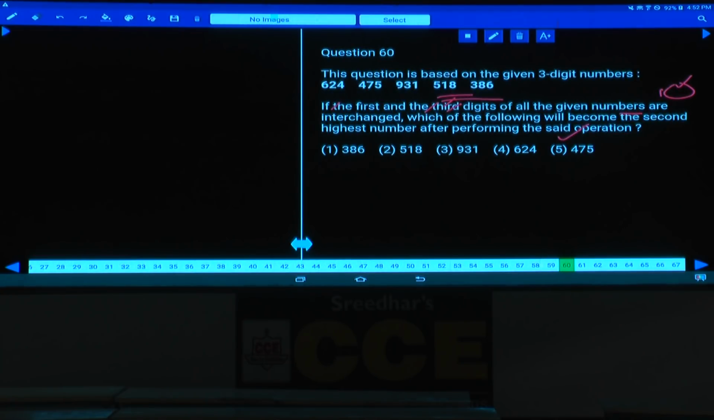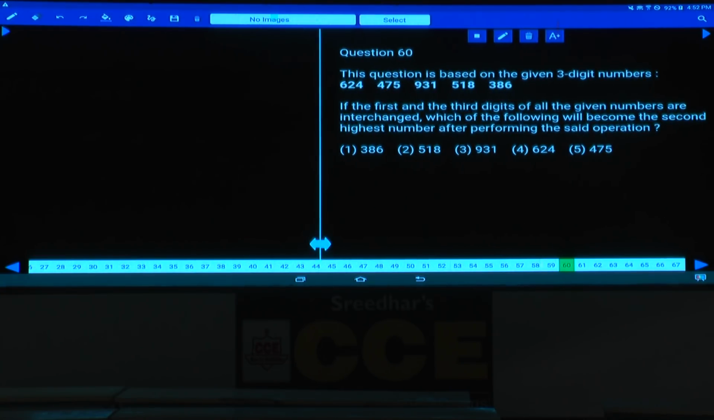Then question number 60 to 64. The set of numbers: 624, 575, 475, next one 931, 518 and 386 are the 5 numbers. The first and the third digits of all the given numbers are interchanged. First and the third digits are interchanged, it is nothing but the given number is reversed. Then if the number is reversed, this will be 426 and so on.